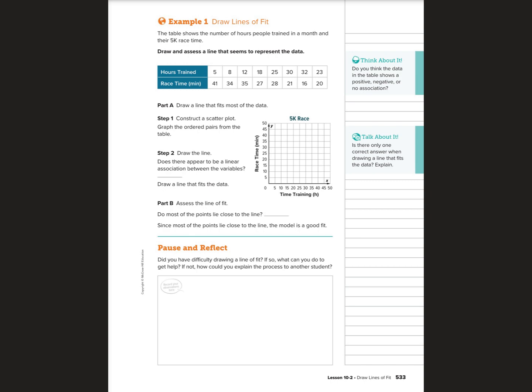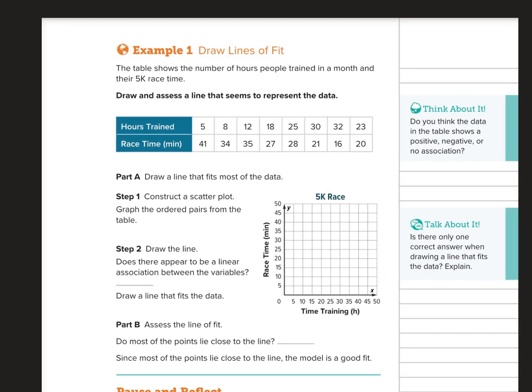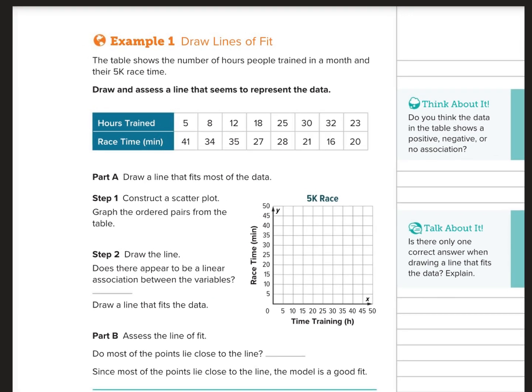Let's take a look then at drawing our own. We have a table here with the number of hours people trained in a month and what their 5K race time is in minutes. The first thing we're going to do is construct the scatter plot. We're going to plot our ordered pairs. So take a second and plot these ordered pairs you see up here, the first one being 5, 41. You can pause the video here while you get these points plotted.